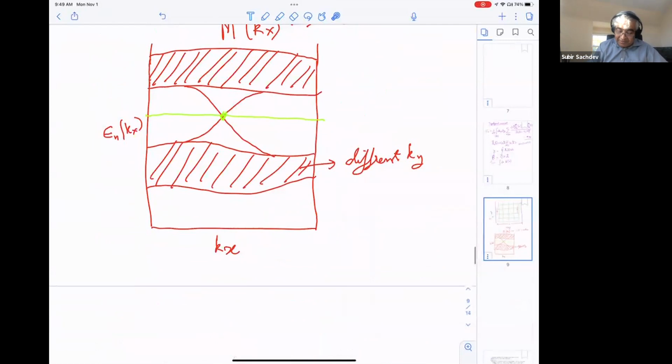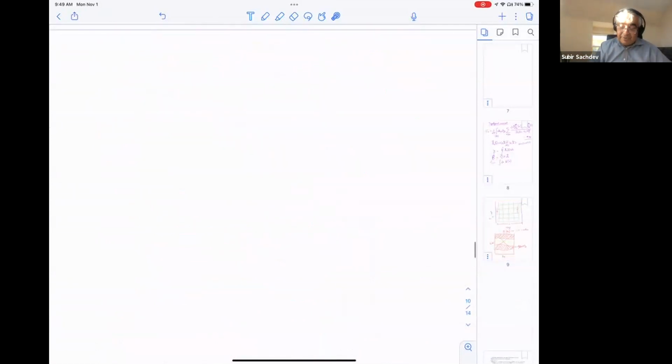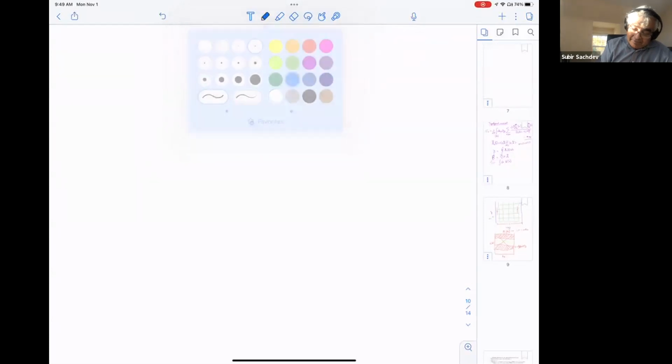So it's always good to get your hands dirty and do this calculation. All right. So what is the low energy theory of these states? Let me first say, they're one-dimensional states. They only disperse in one direction. But let me first recall.